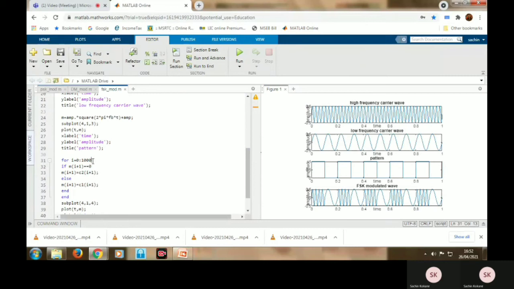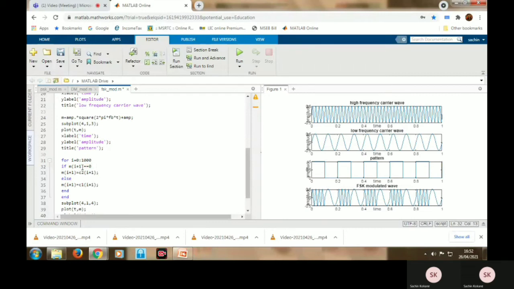What we have to check here is whether this message signal has amplitude 1 or 0. Why? Because whenever there is amplitude 1, that time I will be sending a high frequency carrier, and whenever amplitude is 0, that time I will be sending a low frequency carrier. To generate this message signal, I'm using a total of 1000 points, and all those 1000 points I have to check whether they are 0 or 1.